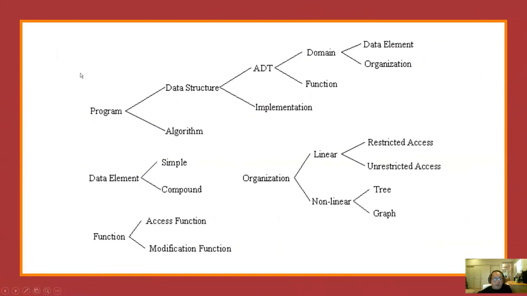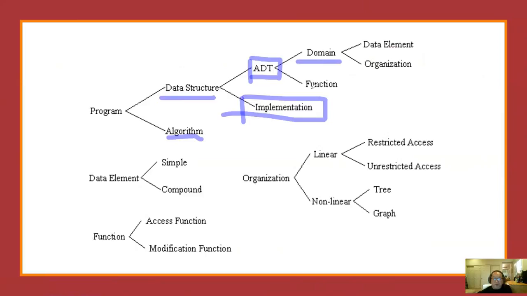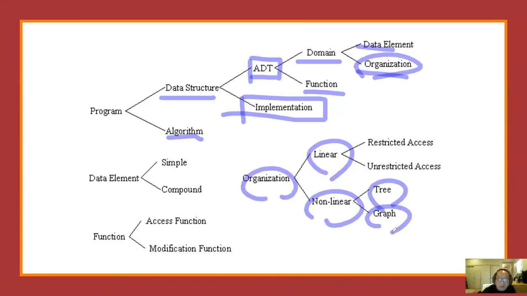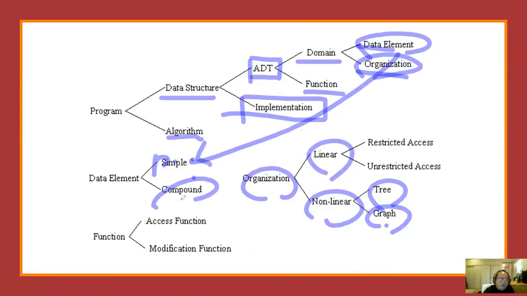So here you have a program with two parts: the data structure part and the algorithm part. The data structure part has the ADT, abstract data type, and the implementation. The ADT has a domain and functions. The domain is the data domain, with data element organization, meaning 1D or 2D, linear or nonlinear. The data elements are simple or compound, primitive or compound.